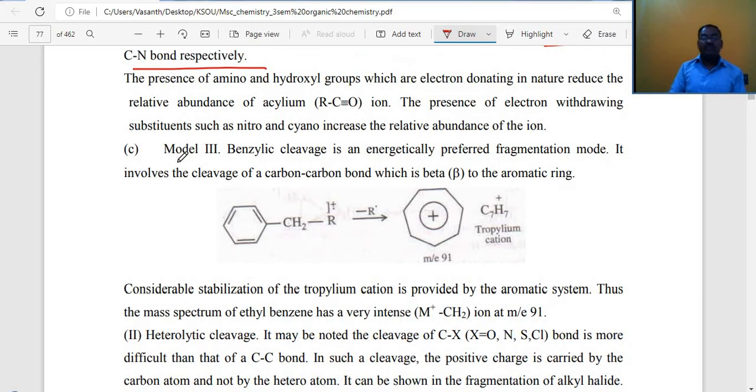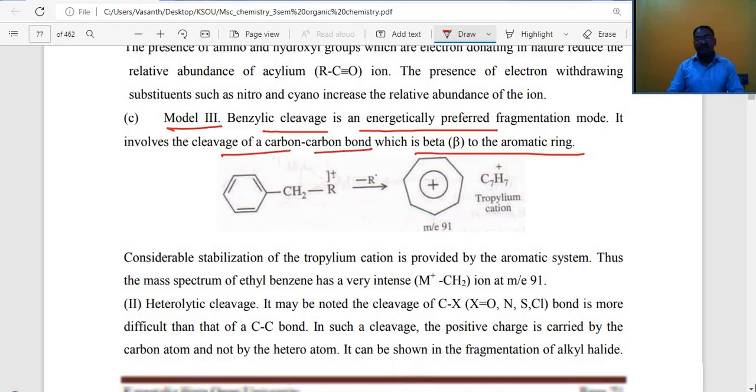In mode 3 fragmentation, benzylic cleavage is an energetically preferred fragmentation mode. It involves the cleavage of the carbon-carbon bond which is beta to the aromatic ring.